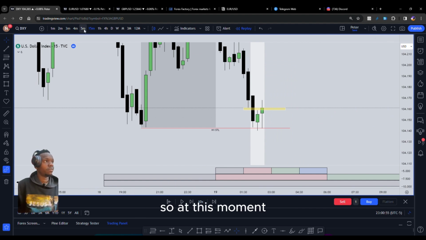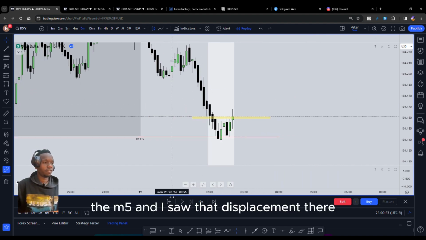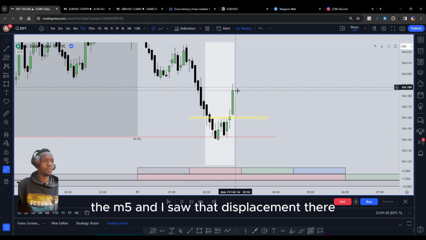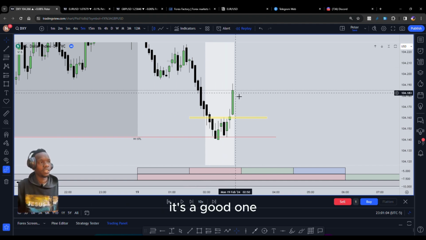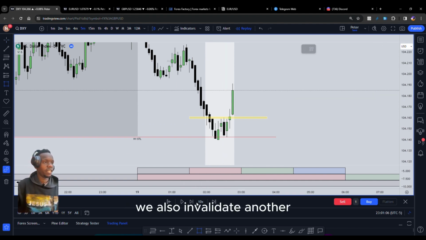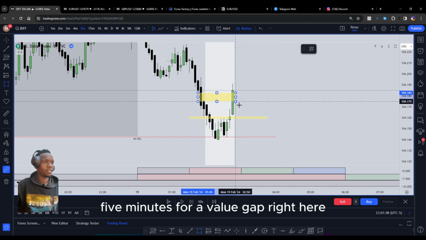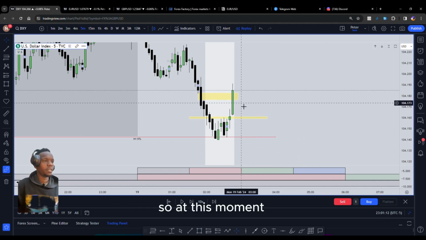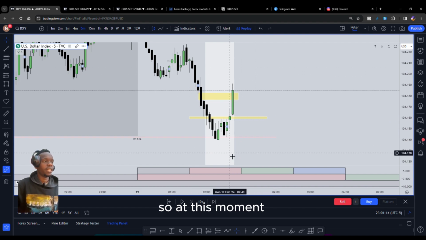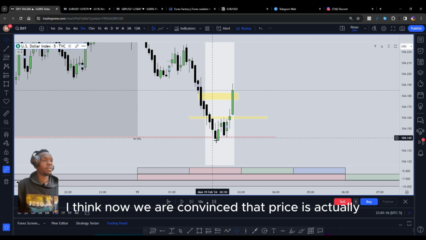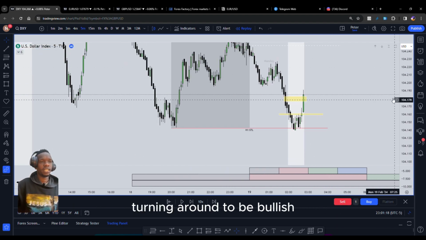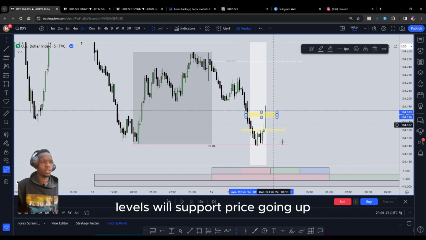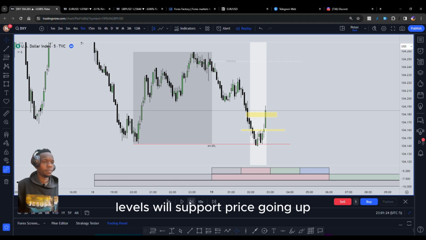So at this moment, we dive to the 5 minutes, and I saw that displacement there. This is a good one. We also invalidate another 5 minute fair value gap right here. So at this moment, I think we are convinced that price is actually turning around to be bullish, but we want to see whether these levels will support price going up.